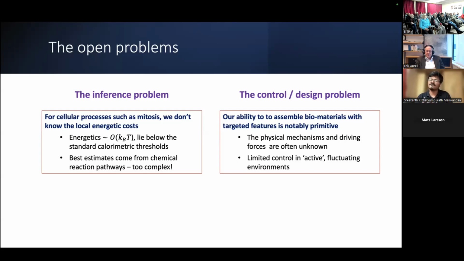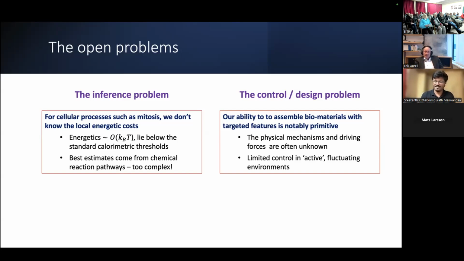The main reason is that the physical mechanisms and driving forces behind many of these cellular processes are unknown to us. And we also have very limited control in these active and fluctuating environments. So these are the two questions that I seek to answer. And then I want to show you how you can make headway using results from non-equilibrium statistical physics, which I will introduce first, and then combining that with tools from machine learning.